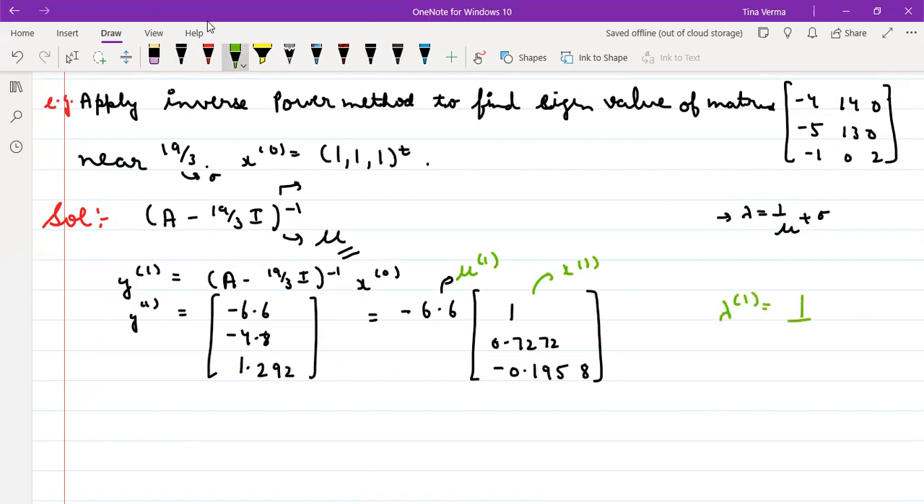How will you recover lambda? Lambda will be nothing but 1 by mu plus sigma. So that means 1 by minus 6.6 plus sigma, that will be 19 by 3. So when you do this you get 6.1818, and next you can perform your iteration like this. So you can calculate y2, that is, you take (A minus sigma) inverse into this vector x1, and you can proceed like this, right?